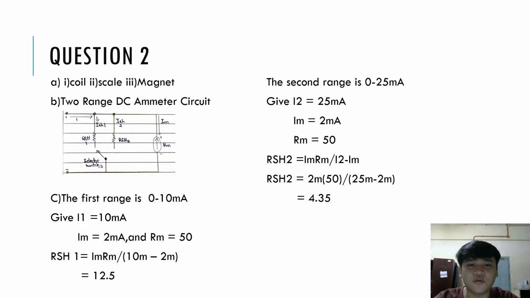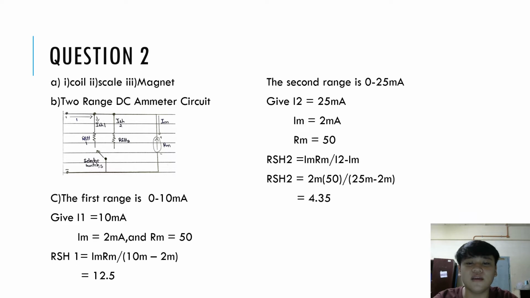Okay, this is for question 2. A is 1 coil, 2 scale, 3 magnet. B is a 2-range DC ammeter circuit. This is the circuit. Then C, the first range is 0 to 10 milliampere. Given I1 equal to 10 milliampere, IM equal to 2 milliampere, and RM is equal to 50. RSH1 is equal to Im times Rm over 10m minus 2m, equal to 12.5.